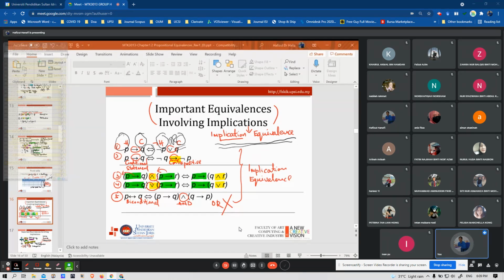Okay, we have the conditional statement. P implies Q and P implies R is equivalent to P implies Q and R.